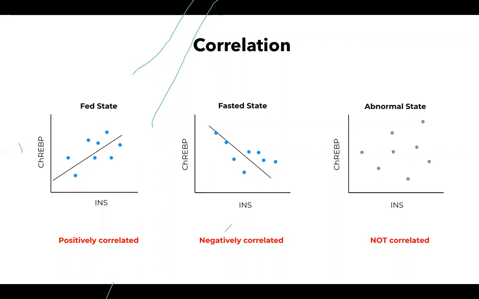Some show positive correlation between the gene expression, some could show negative correlation, and some could show no correlation. So this is an easy example for you to understand the concepts of two different features and two different genes. We talked about two different genes, and we saw different states.